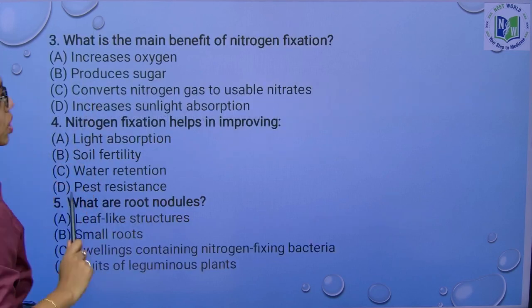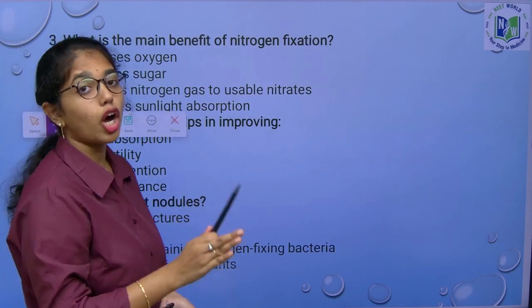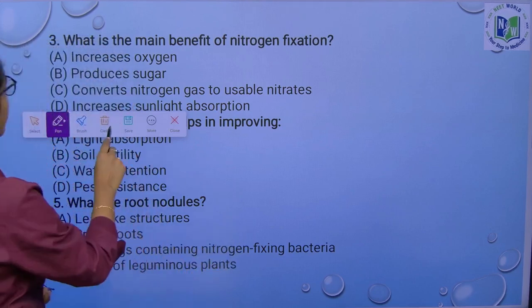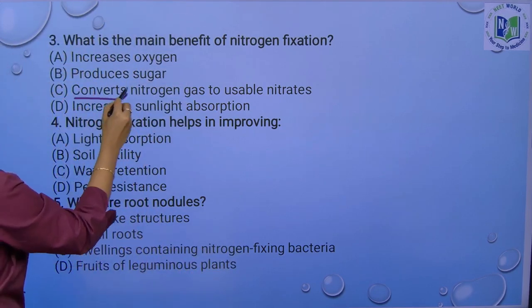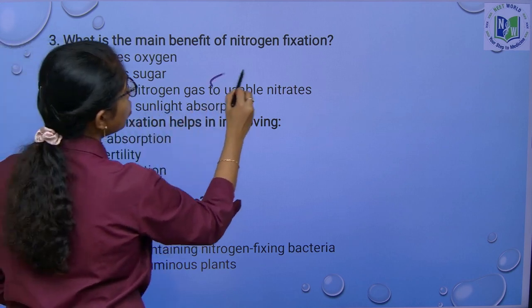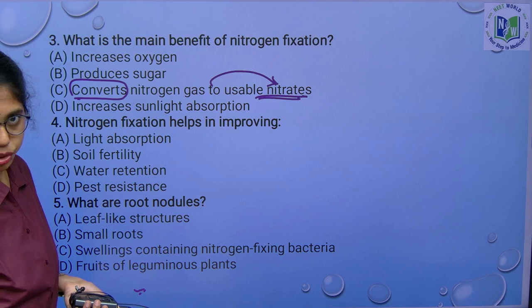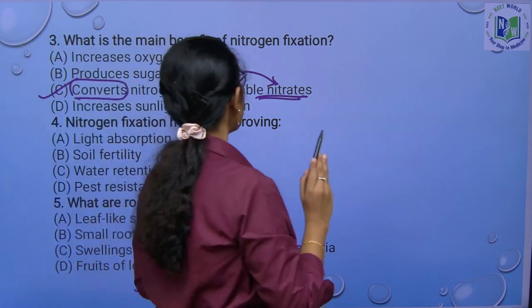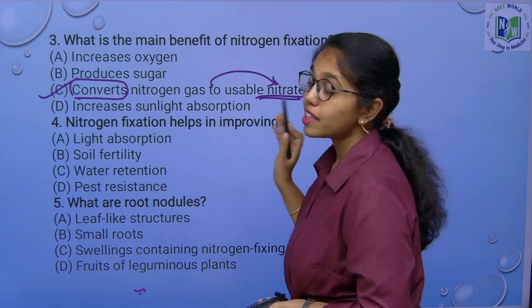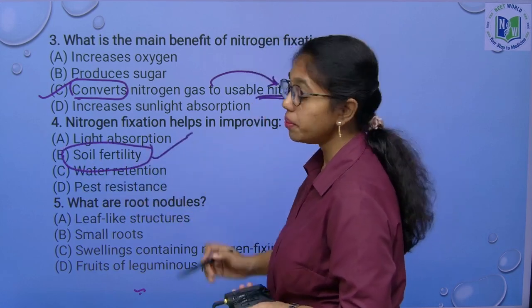Next, third question with respect to this: what is the main benefit of nitrogen fixation? This will convert nitrogen to usable nitrates for the plant, for nutrition. That is option C. Next, nitrogen fixation helps in improving what? This will primarily improve soil fertility, that is option B.